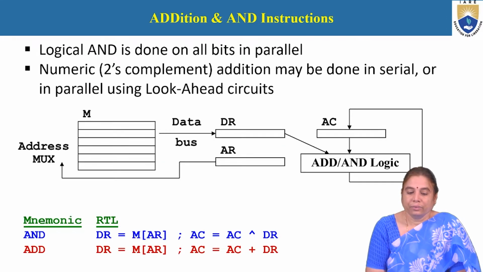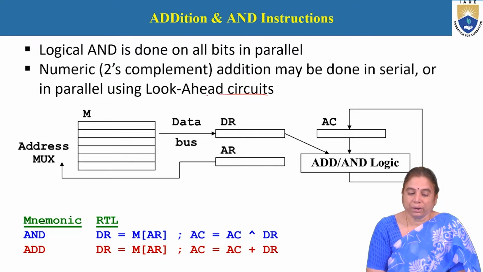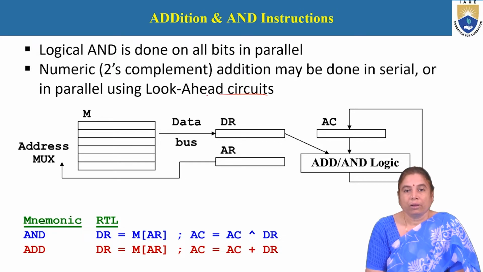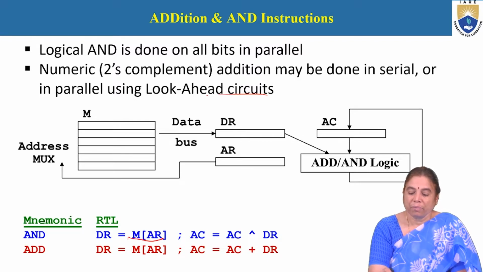Addition and AND instructions. So the logical AND is done on all bits of the register in parallel. Numeric or 2's complement addition may be done in serial or in parallel using a look ahead circuit. How can this AND operation be performed? So here the data register can be loaded with the data that is fetched from the memory at the address register. Between the accumulator and the data register, the AND logical operation can be performed.